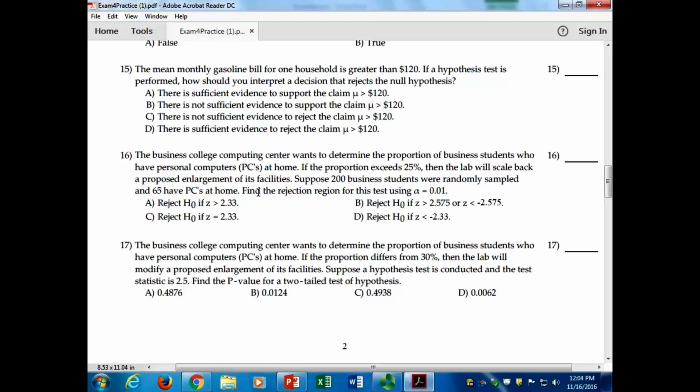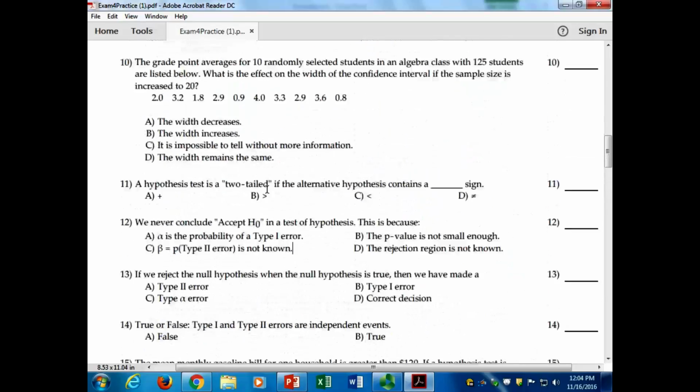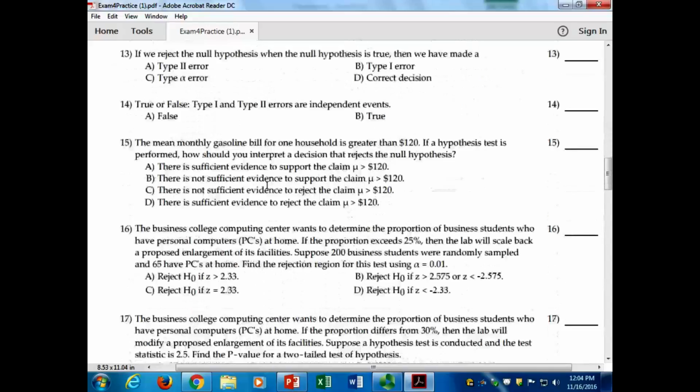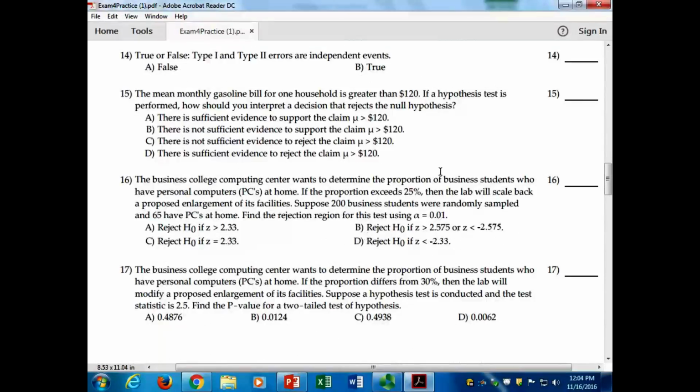All right. The mean monthly gasoline bill for a household is greater than $120. If a hypothesis test is performed, how should you interpret a decision that rejects the null hypothesis? I feel like I'm missing a sentence there or something. What are the directions over there? Oh yeah, so a hypothesis test is performed. How would you interpret a decision that rejects the null?